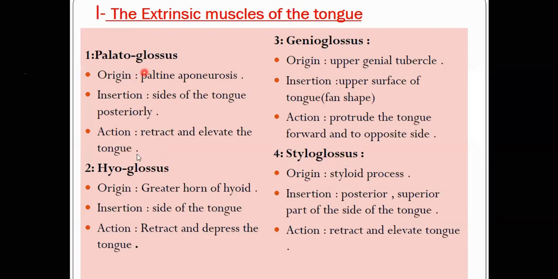These are the extrinsic muscles which retract and elevate the tongue and move it to the opposite side. Okay, the one important muscle is genioglossus. This is the only fan-shaped muscle, which helps protrude the tongue. You can take the tongue outside the mouth. This muscle is helping in this. So remember, genioglossus, the muscle which is mostly taking out the tongue, is called the genioglossus muscle.